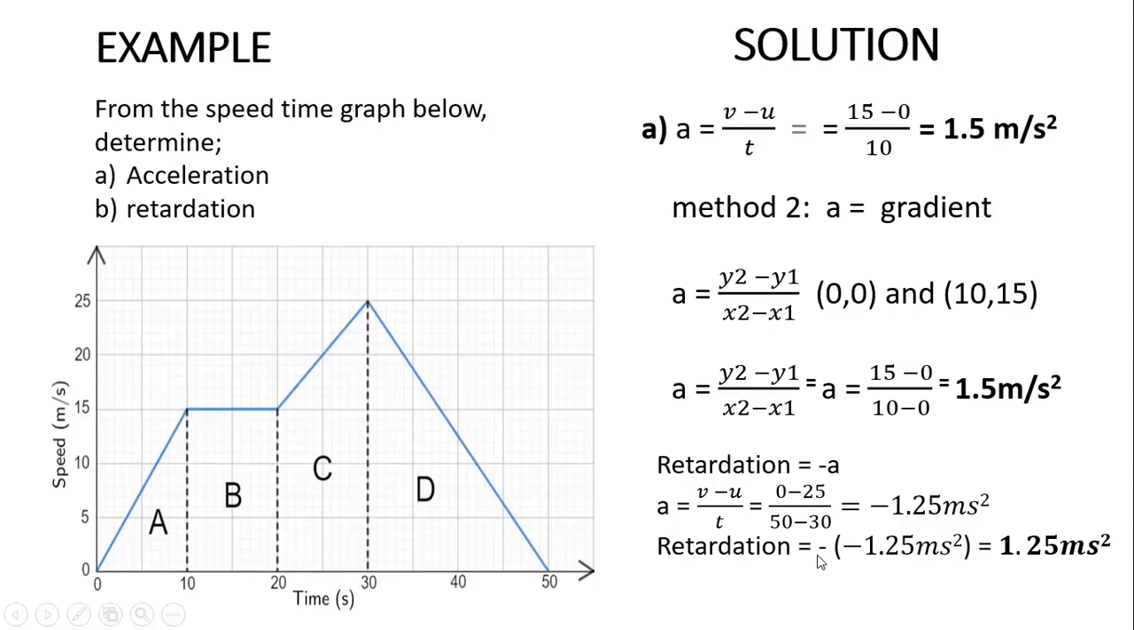Now, retardation is equals to negative a. So when you put your acceleration, which you have found, it will be negative times negative, and you find your answer as positive. So the moment you put retardation in front of the answer, it means you lose the negative, and therefore retardation is given as a positive value. So that is about acceleration on the speed time graph.